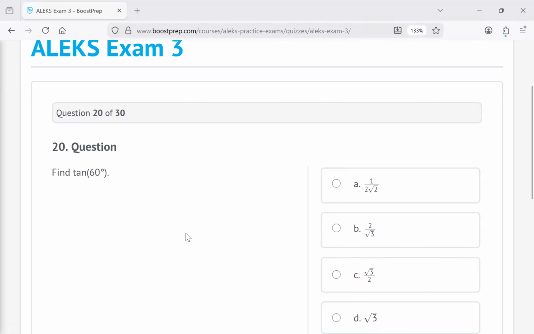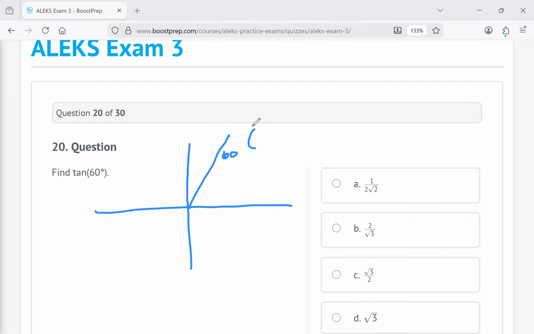So this is a trig problem, and you need to know a little bit of the unit circle. So locate 60 degrees on your unit circle. It is right about here. And then figure out the coordinates of 60. I remember that 30 is radical 3 over 2, comma 1 half. That's what I know. So 60 is the reciprocal of that, so it's going to be 1 half, comma radical 3 over 2.